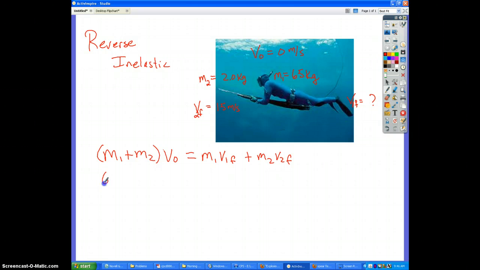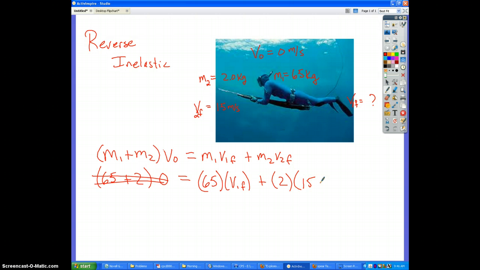Let's go ahead and plug our numbers in. It was 65 kilograms for the diver, plus 2 kilograms for the spear, but our original speed is 0. So this entire thing really just crosses off. That's equal to the mass of the diver, which is 65, times what we don't know, and that's the final speed of the diver, plus the mass of the spear, which is 2 kilograms, times the final speed of the spear, which is 15 meters per second.